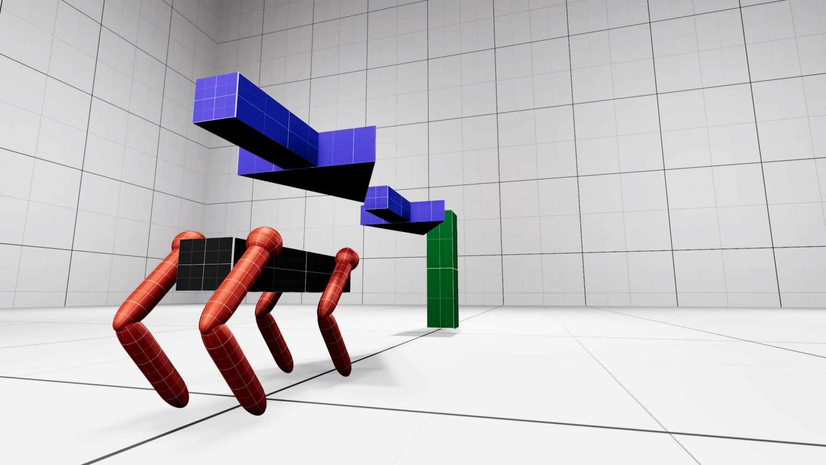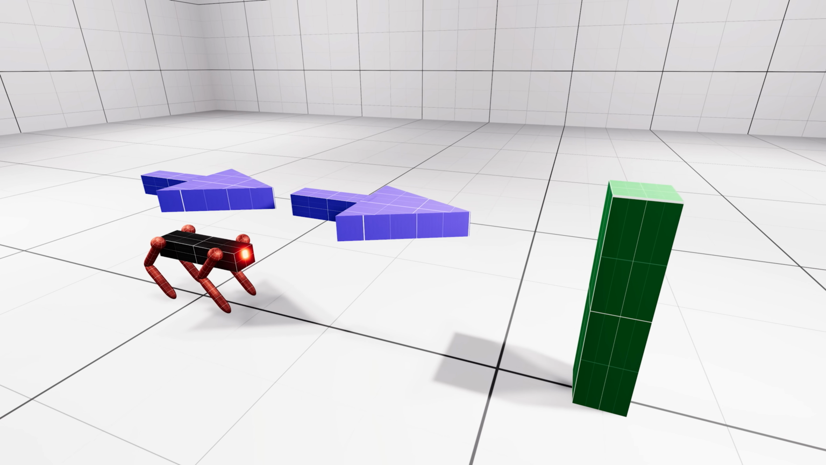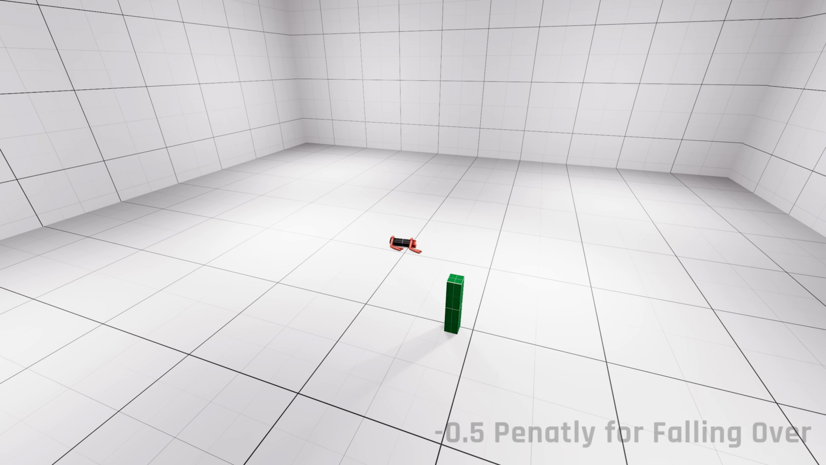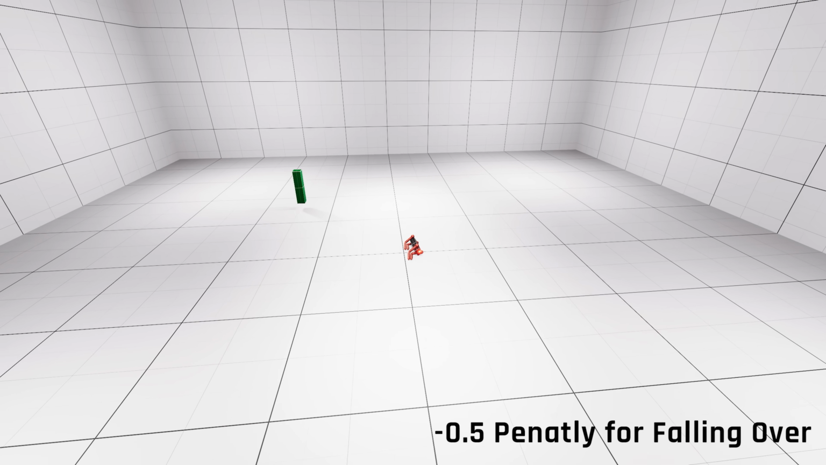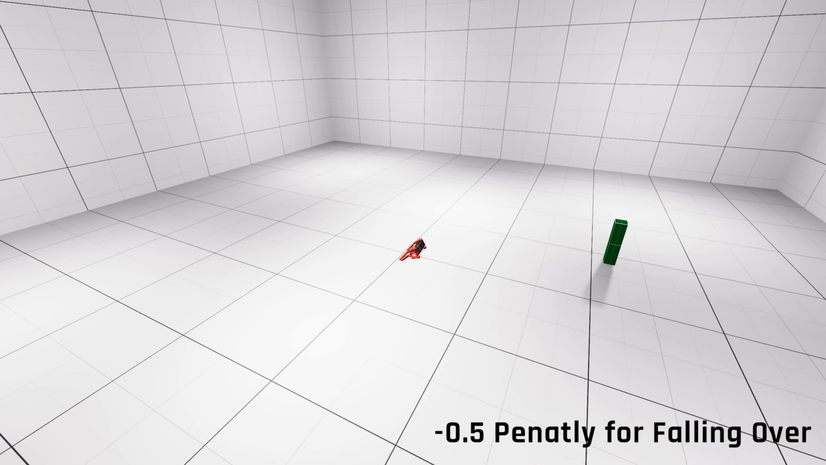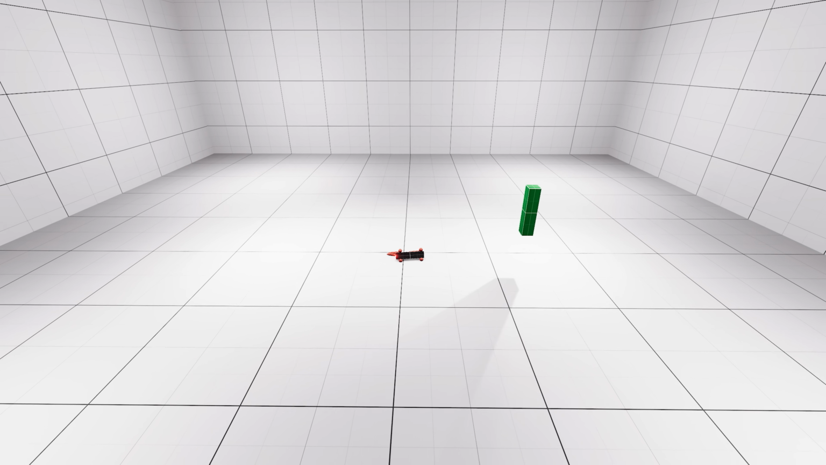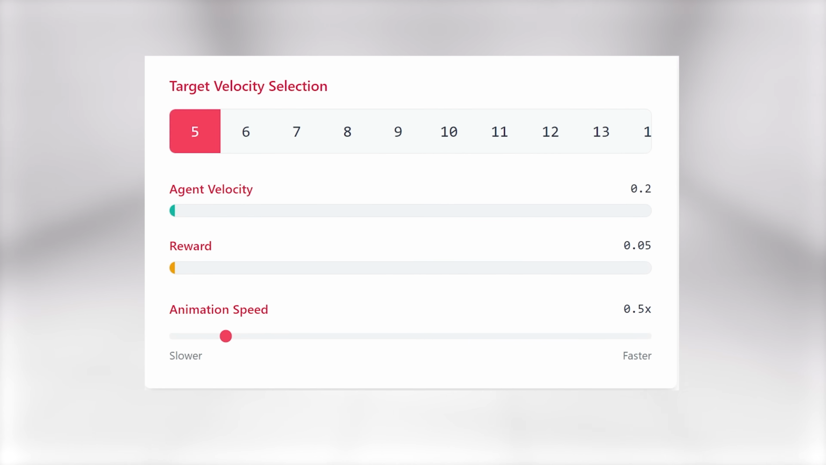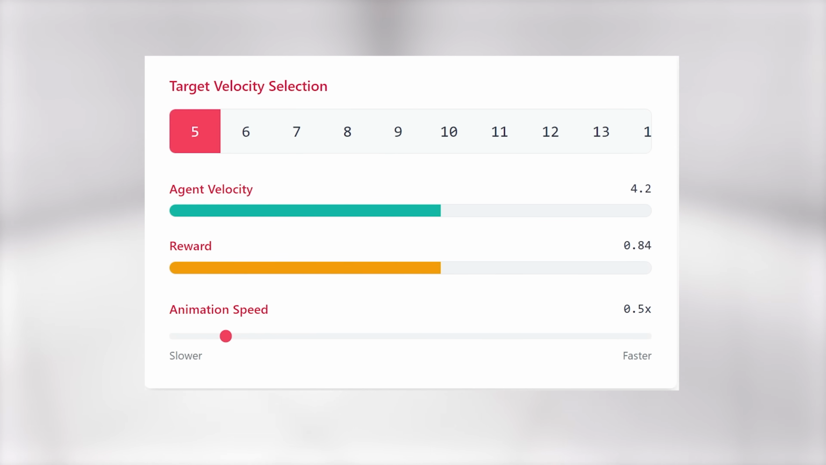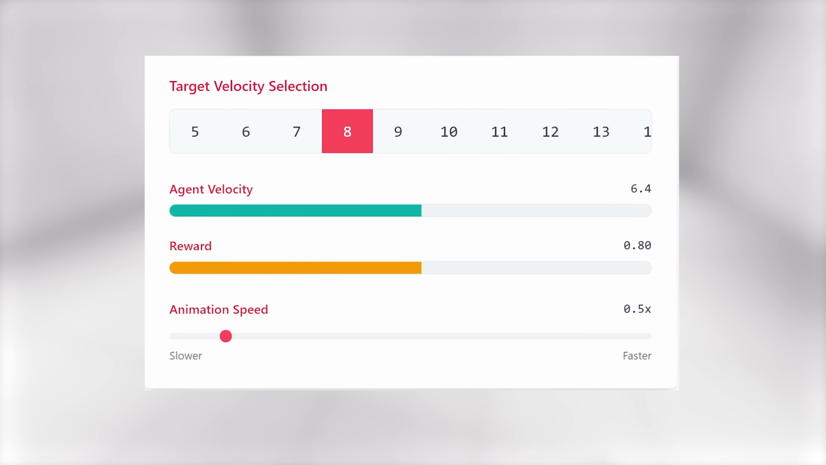Quote unquote, we will reward the AI for maintaining velocity in the cube's direction. The cube itself will be repositioned when the AI collides with it. This is so the neural network generalizes to walk in all directions. Ladies and gentlemen, we also need to generalize the velocity. To achieve this, we introduce a new variable called target velocity. Every episode, a random target velocity will be chosen from a bracket. The closer the AI matches this velocity, the higher the reward.